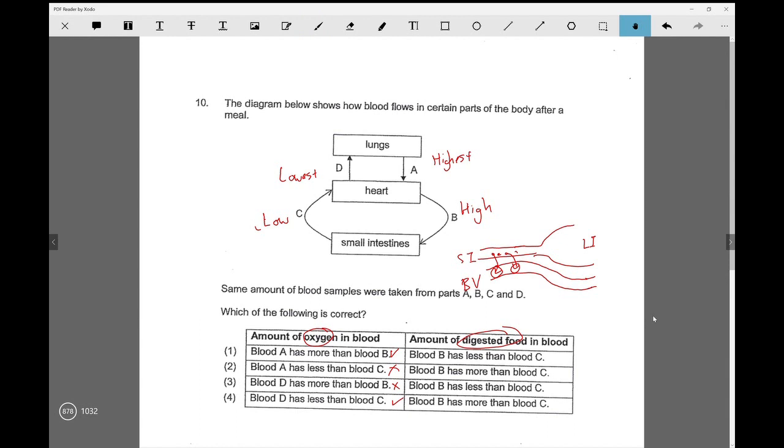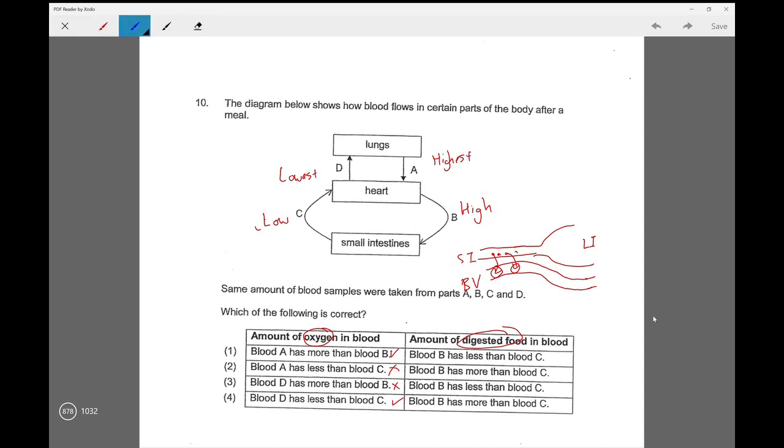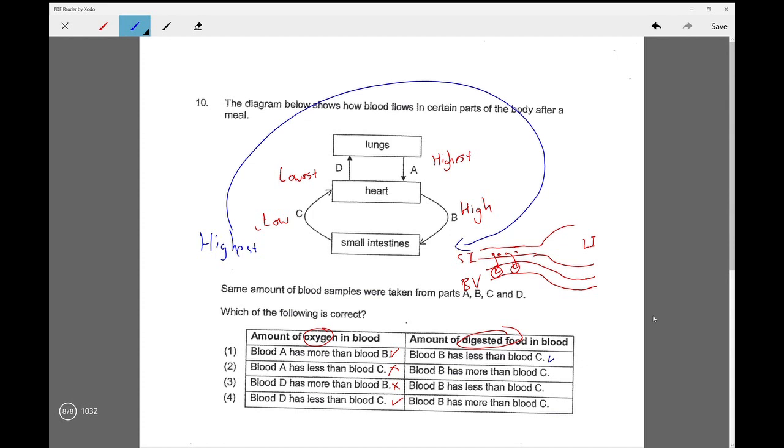So at the small intestine, you take in a lot of digested food. So the digested food is high here. Or in fact it's the highest because it's just taking new digested food from the small intestine. So let's look at 1 and 4. They say B has less digested food than C. Yes, definitely, because it went one round already. So when it comes back, there is very little digested food left because the other organs that it goes to use it up.